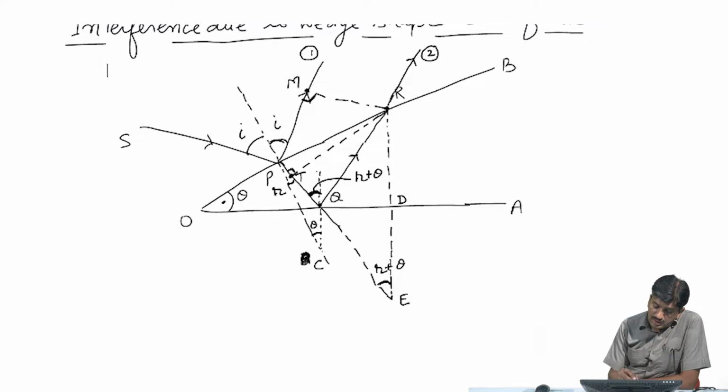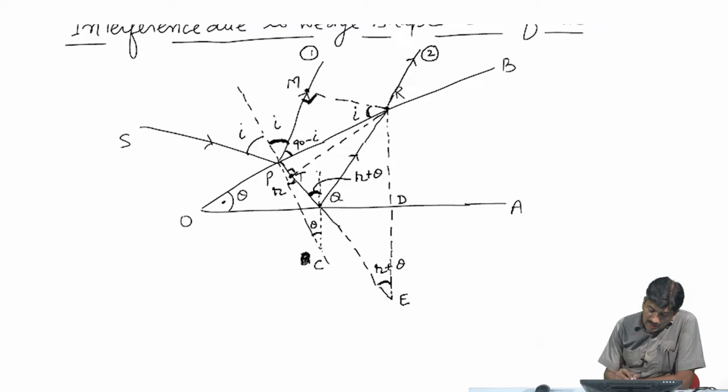Suppose this angle, as we know this angle is I, this angle becomes 90 minus I. This is 90 degrees. It means this angle becomes I. And similarly, this angle is R. It is 90 and it should be 90 minus R. This is 90 degrees and this angle should be R.